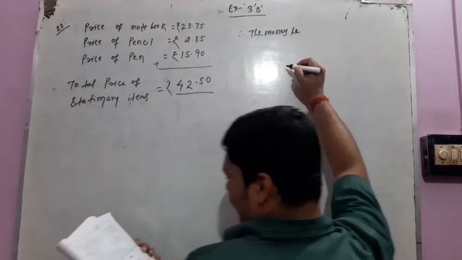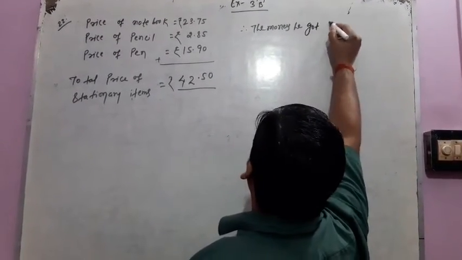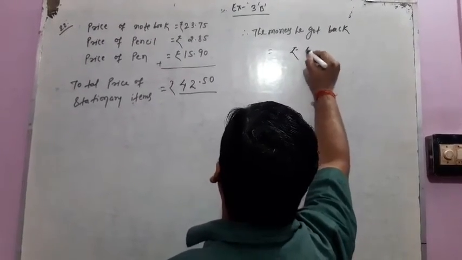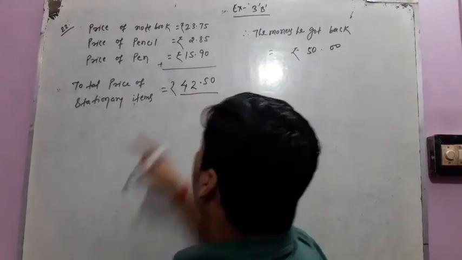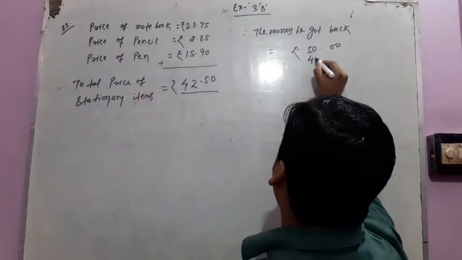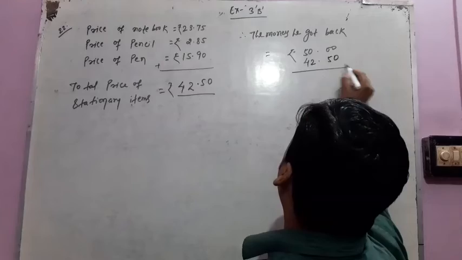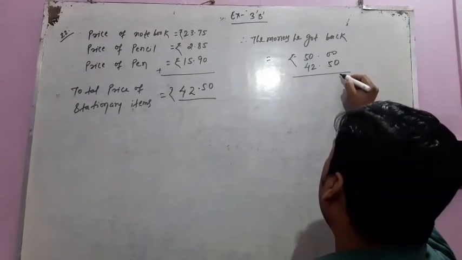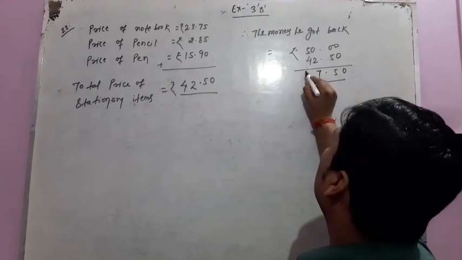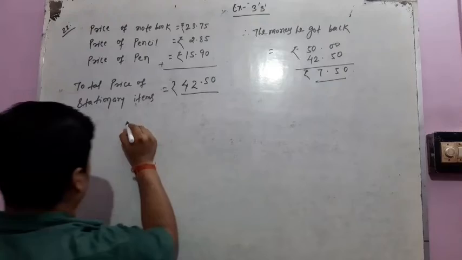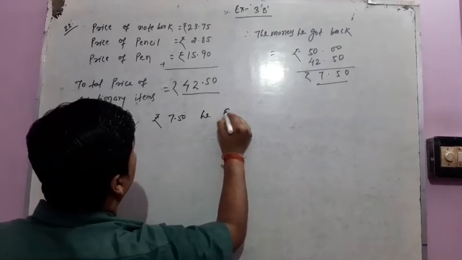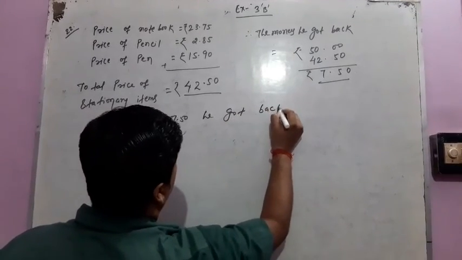Now, therefore, for the money he got back, we have to subtract this value from the total amount. The total amount is here 50 rupees. He had given a 50 rupees note to the shopkeeper. Now subtracting the values, 10 minus 5 is 5, 9 minus 2 is 7, and you cancel. Therefore, rupees 7.50 he got back.